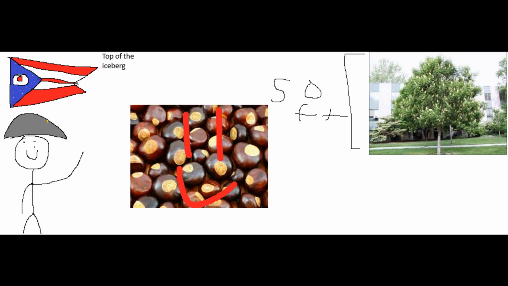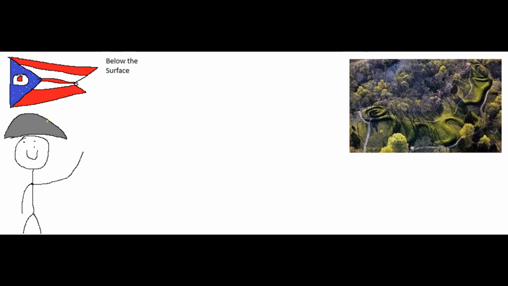The Buckeye Tree. The state tree of Ohio, growing up to 50 feet tall and growing buckeyes, the Buckeye became a massive symbol of Ohio, with Ohioans being referred to as Buckeyes. Below the surface. The Great Serpent.